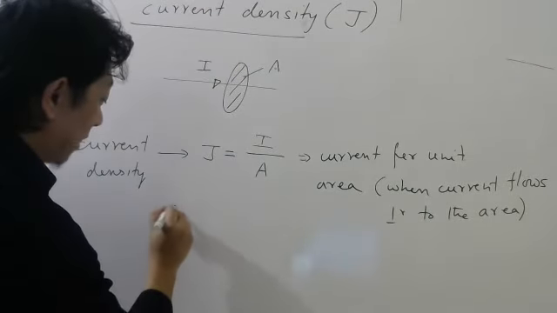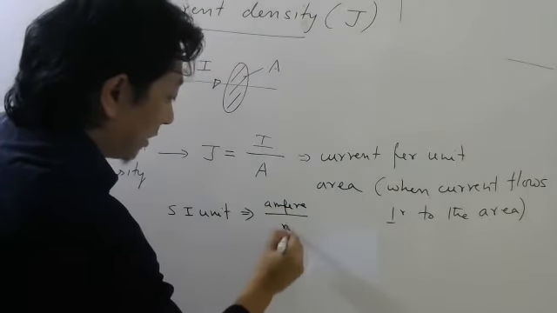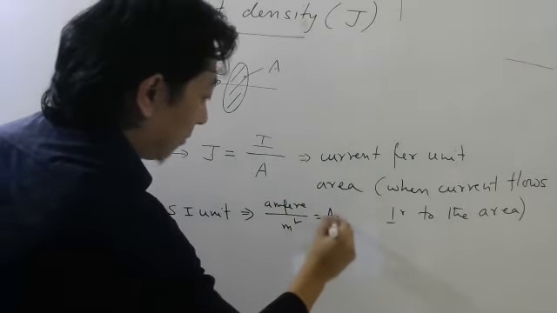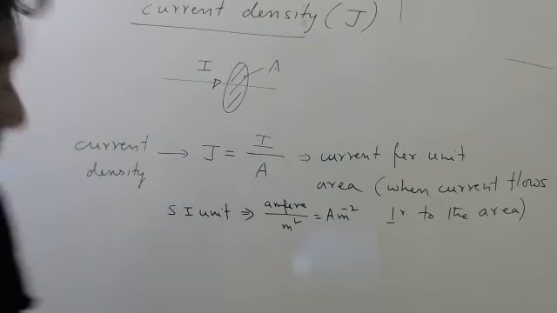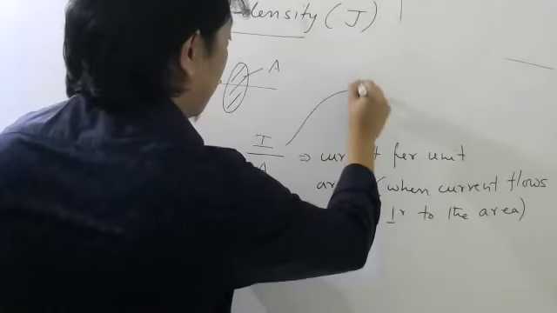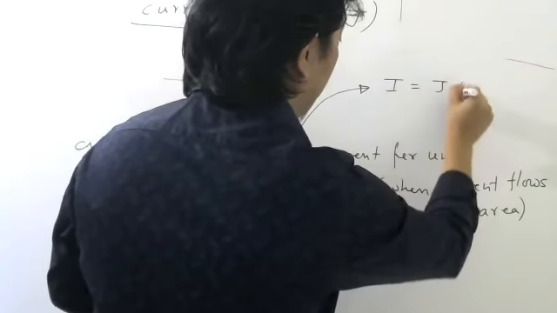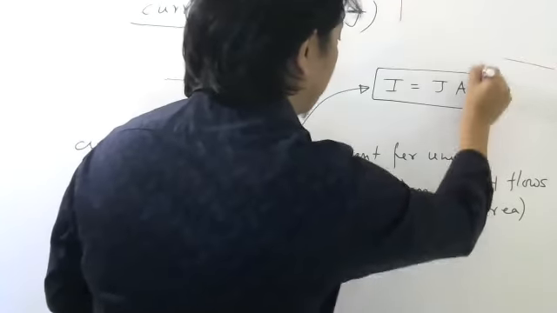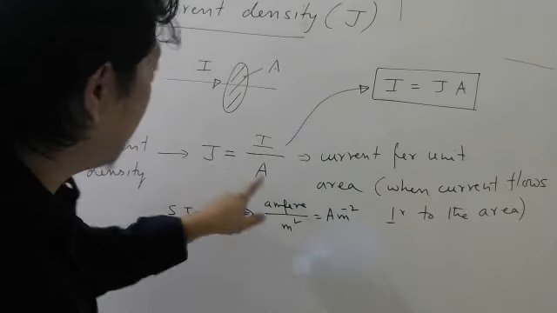Now, if you ask me the SI unit, without wasting time, quickly: current is ampere, area is meter square. So you can write ampere per meter square. Now, look carefully here. If I cross multiply, I can write current as J into A.